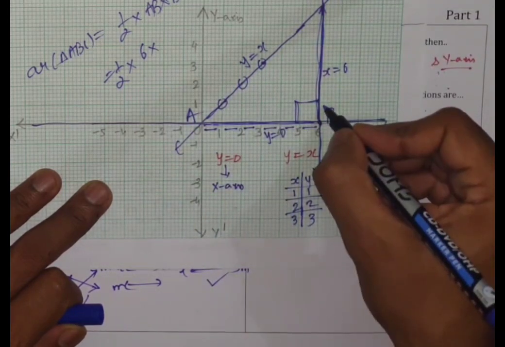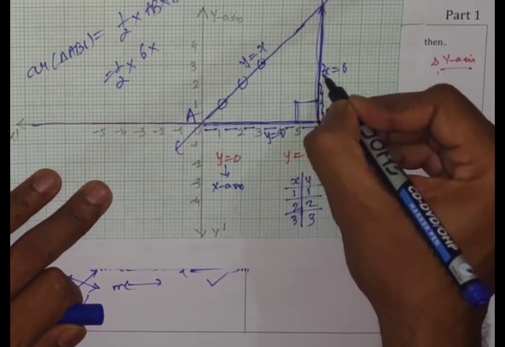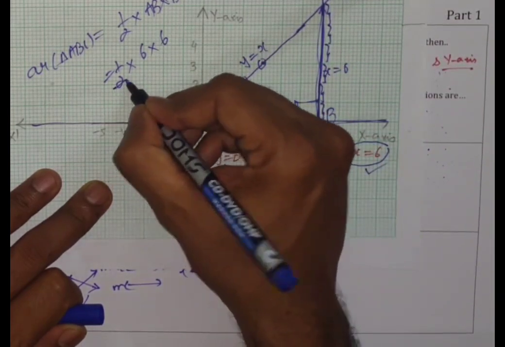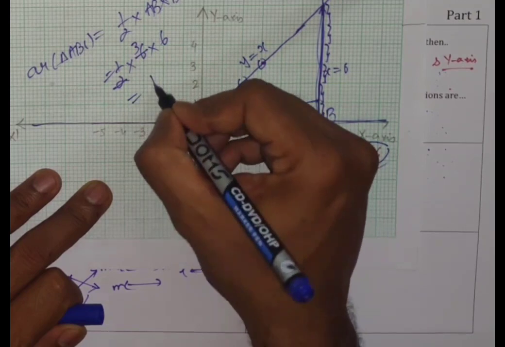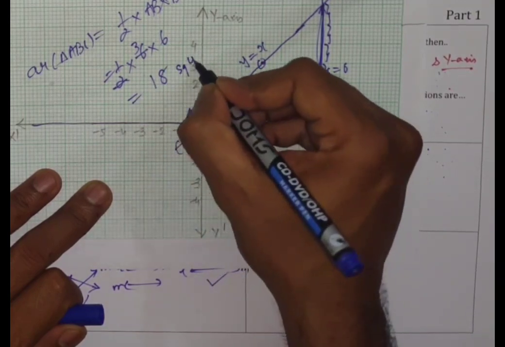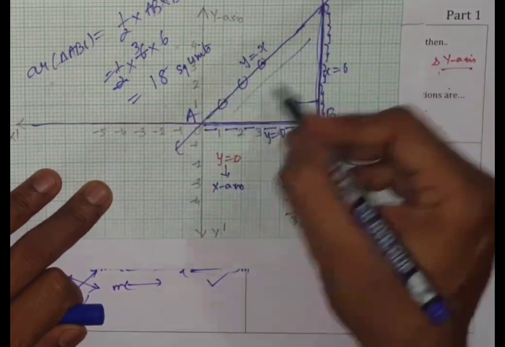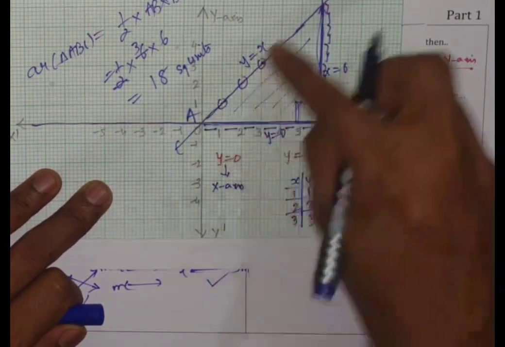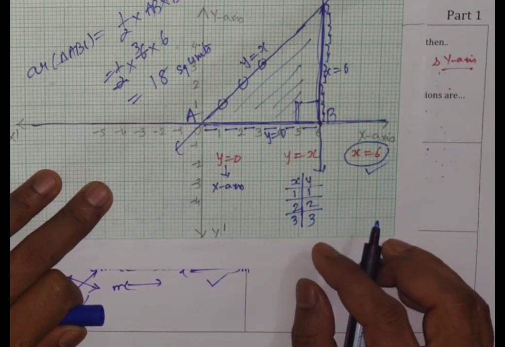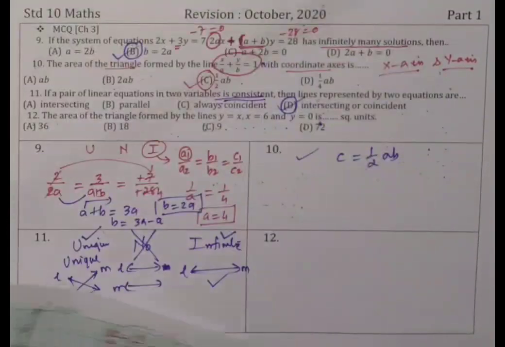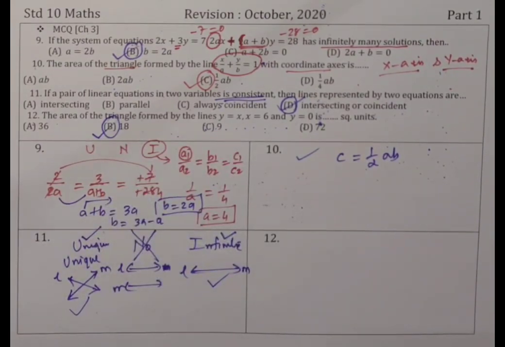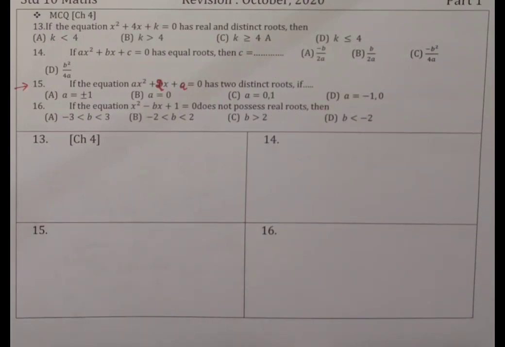Now calculate BC. This is 1 unit, 2 unit, 3 unit, 4 unit, 5 unit, 6 unit. That is also 6. 2 1s are, 2 3s are, so 6 3s are 18 square units. That is the area of this triangle formed by y equal to 0, x equal to 6 and y equal to x. So what is the area? 18. So the answer is B, 18. Is that clear to you, children? Good. Alright, so what is number 13 now?